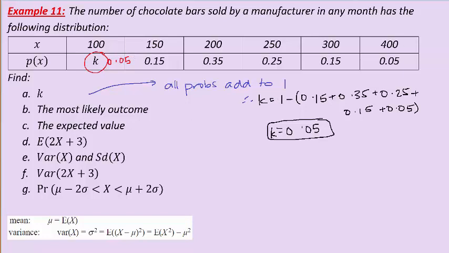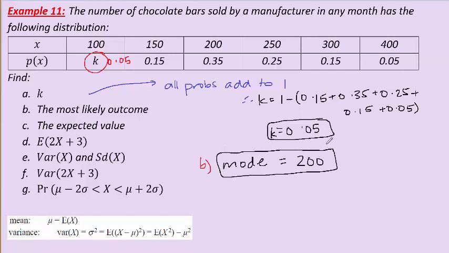Next, the most likely outcome. Most likely outcome, that is the one that has the highest probability. Or, as we would say, it's the modal outcome. So the mode here is this one here, 0.35. So the outcome would be 200. Not the probability, but the x value.